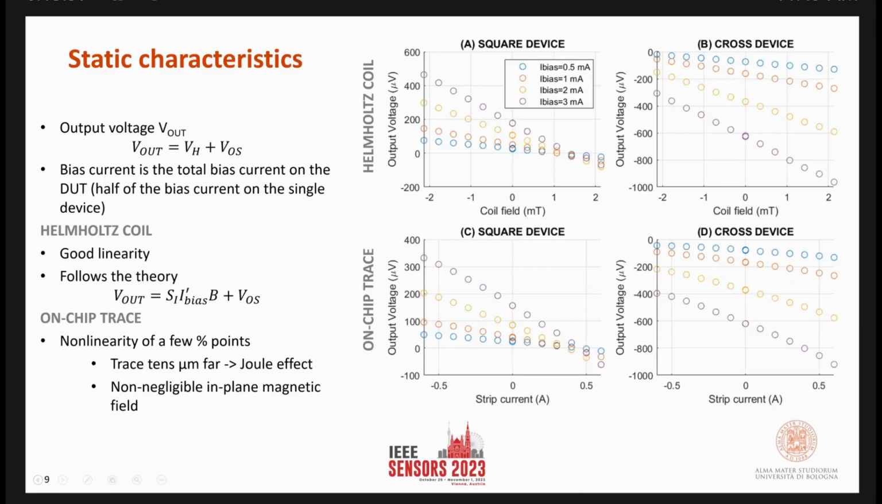If we look at the result from the Helmholtz coil, we can see that the characteristics are quite linear. Linear enough. But if we apply the current on the metal strip, there are a few percentage points of non-linearity effects. And that could be related to the Joule effect, because the metal trace is only 10, 20 micrometers from the sensor. So we apply a current, this current heats up the device, and we have this thermal effect.